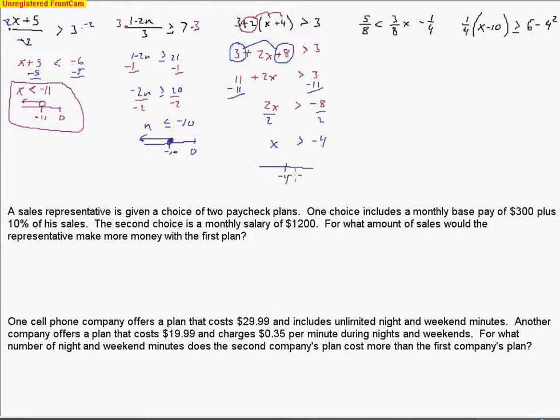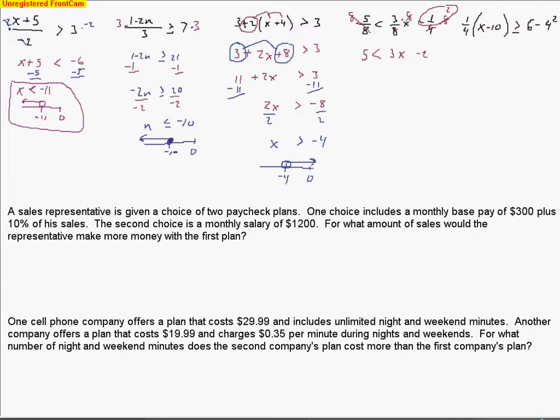So -4 goes in the center. Again, 0 is off to the right. Open circle, and x is greater than means to the right. Next one, I'm going to get rid of these fractions. I'm going to multiply every number by 8 to eliminate the fractions. So here the 8's cancel, so it leaves me with 5 is less than. Here the 8's cancel. I've got 3x. Here 4 goes into 8 2 times. You multiply these two numbers, you get -2.